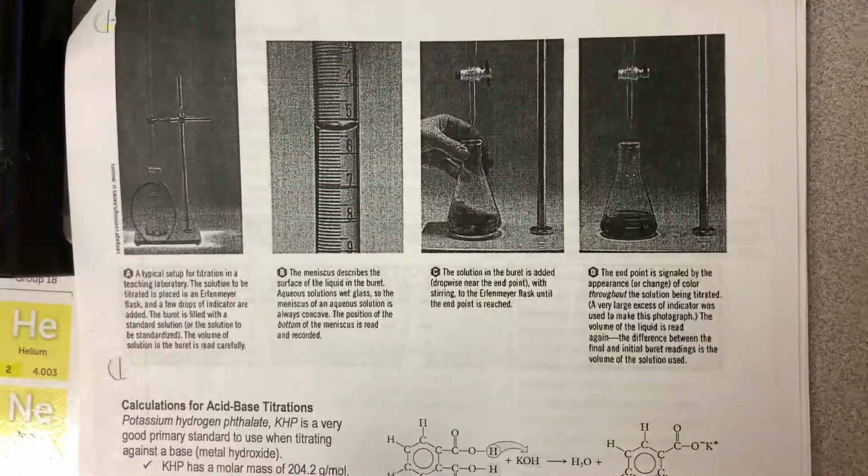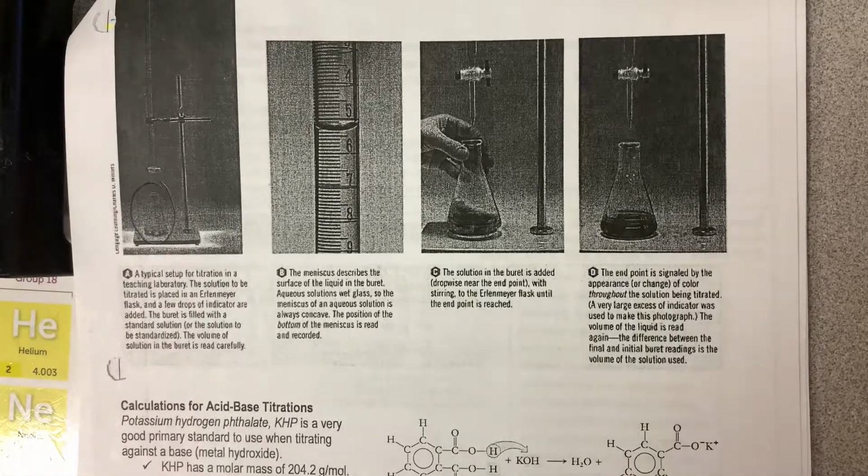And a few drops of indicator are added. So an indicator is typically a chemical that's added that will change colors, okay? So it indicates a change in pH from one substance to another, okay? And we talked very briefly about indicators on the previous page and at the very beginning of this unit.